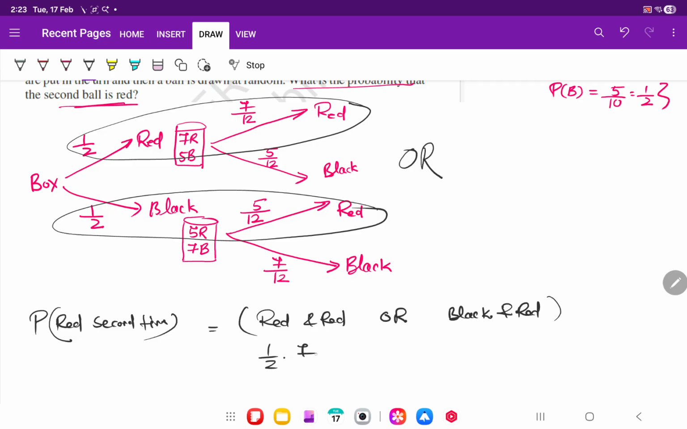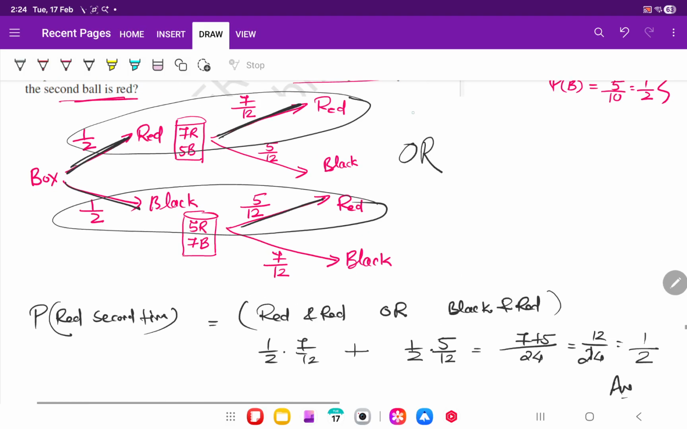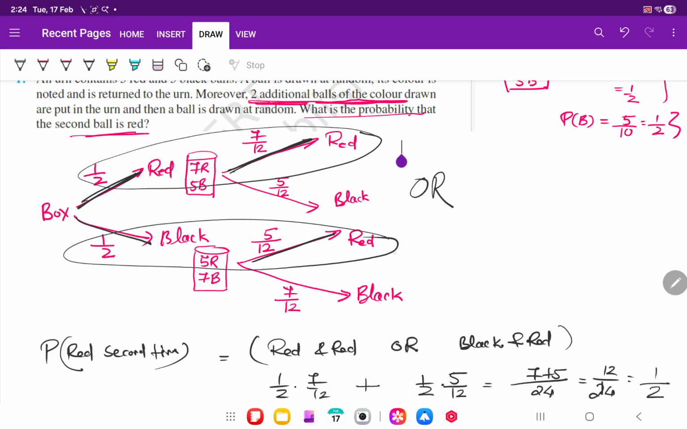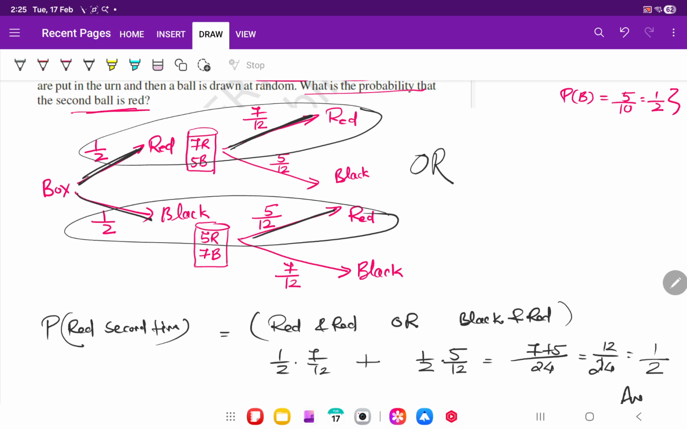So 1 by 2 into 7 by 12, plus 1 by 2, first time is red and then red. Then first time is black and then red, 1 by 2 and 5 by 12. So what is the answer? 7 plus 5 by 24, which is 12 by 24, which is 1 by 2. This is the answer. Okay, so both of these are favorable, having red balls the second time. Okay, try to solve it.